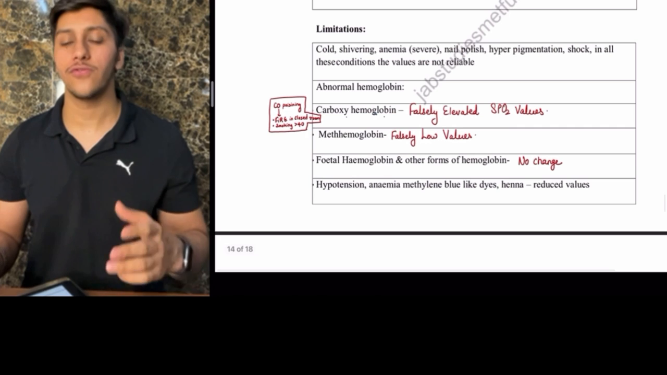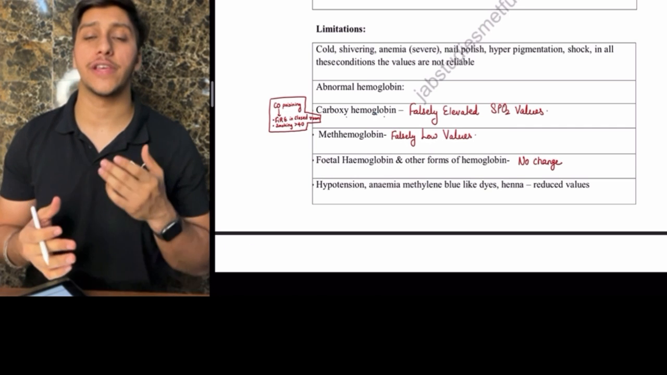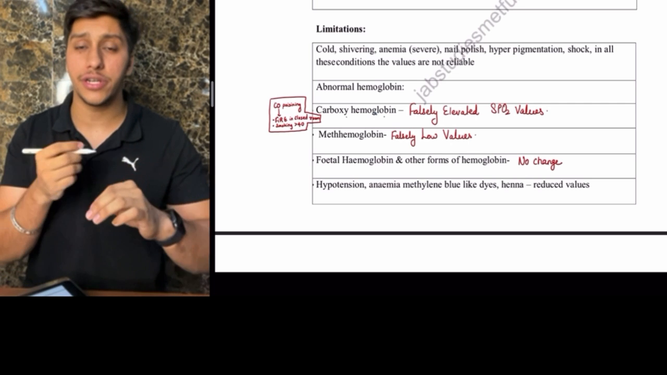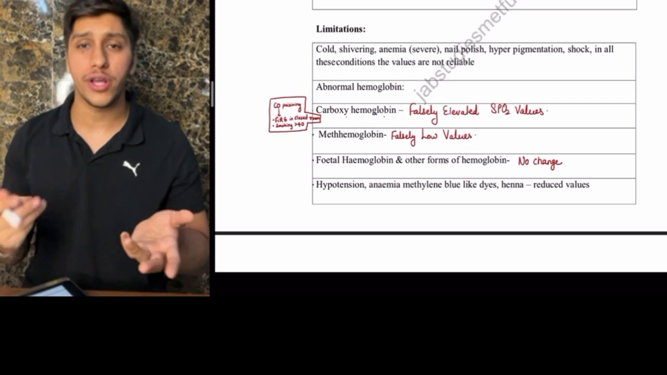What are the limitations of pulse ox? Now you know there are severe conditions. If a patient is severely hypothermic, if a patient is shivering, if a patient has hyperpigmentation or nail polish, you will have an inaccurate reading or you won't have a reading at all.